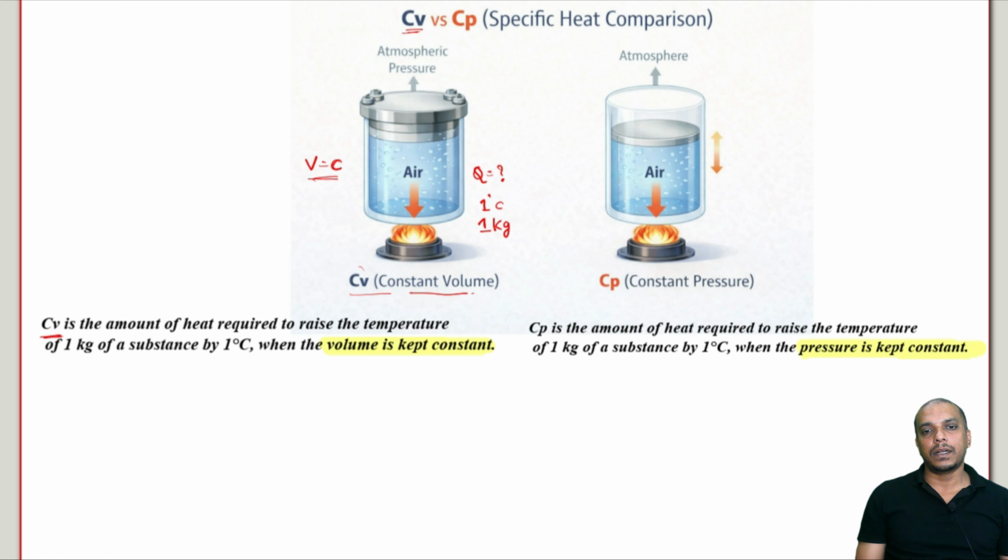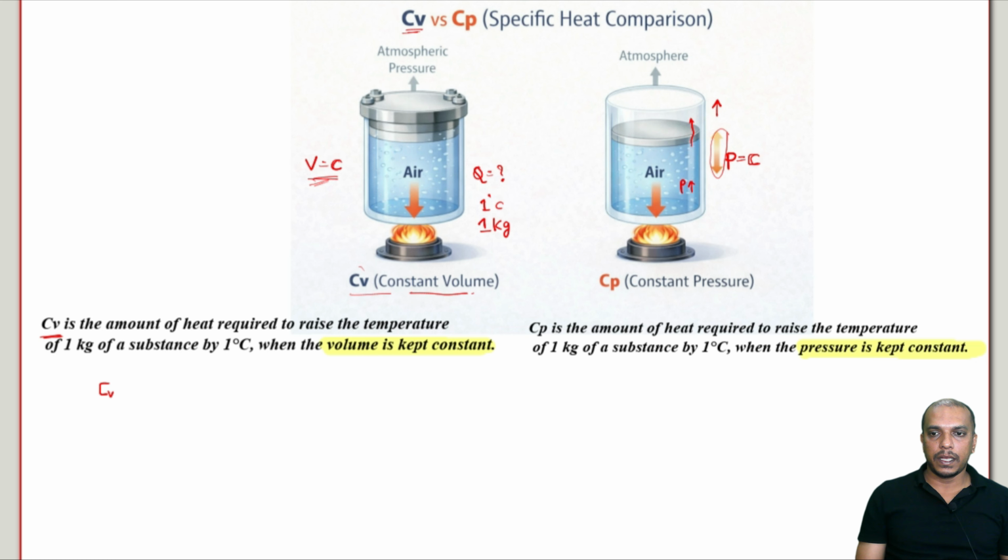Similarly, on the other hand, CP is the amount of heat required to raise the temperature by 1 degree Celsius when pressure is kept constant. So you are allowing the piston to move upward so that the pressure is not rising here. As soon as the pressure rises, the piston starts moving upward, equalizing the pressure. So pressure remains constant in this example. You are allowing the piston to move up and down, whereas in the other example, CV, we held the volume constant by locking the piston.